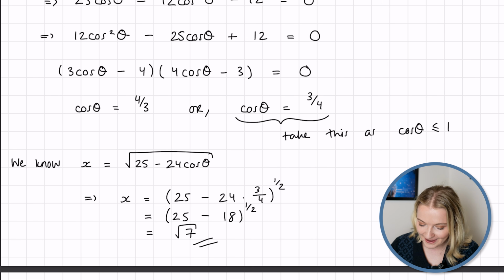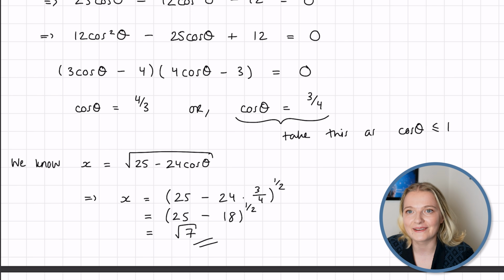And we finally made it. We finally got to the solution. We finally got there in the end. So that is how we solve this problem.